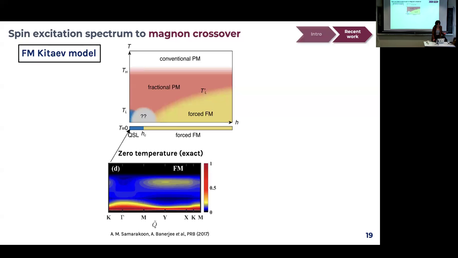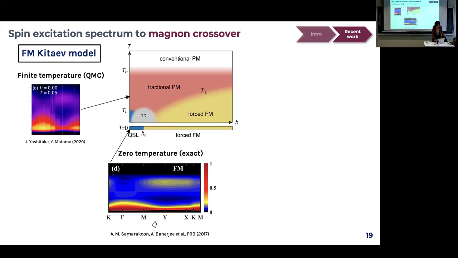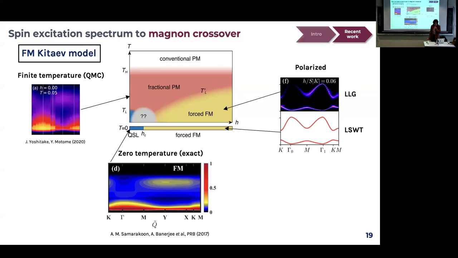So first of all, what would you expect to see in neutron scattering from the pure Kitaev model? At zero temperature, which is exact, we would see a spin excitation continuum associated with the Majorana fermion excitations. And then at finite temperature, using exact QMC methods, the spin excitation continuum persists. And then as you go to high fields, in both finite temperature and zero temperature, you would see sharp magnon bands, or well-defined magnon bands, which are the excitations of the polarized state.